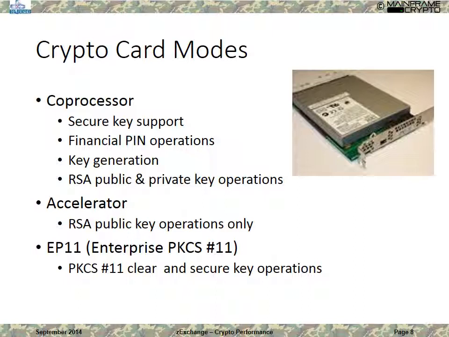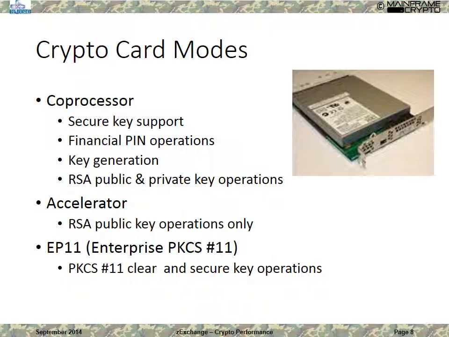By default, the card is configured as a coprocessor. That is, it supports the CCA operations going way back to the PCI XCC, the Crypto Express 2 and 3 cards. Those type of operations are supported, and all of that functionality that we just talked about on the last slide is supported. So you can do secure key, triple DES, and AES encryption when configured as a coprocessor. You can support the financial PIN functions when configured as a coprocessor. You can generate keys, and you can perform RSA public and private key encryption and ECC public and private key encryption when configured as a coprocessor.